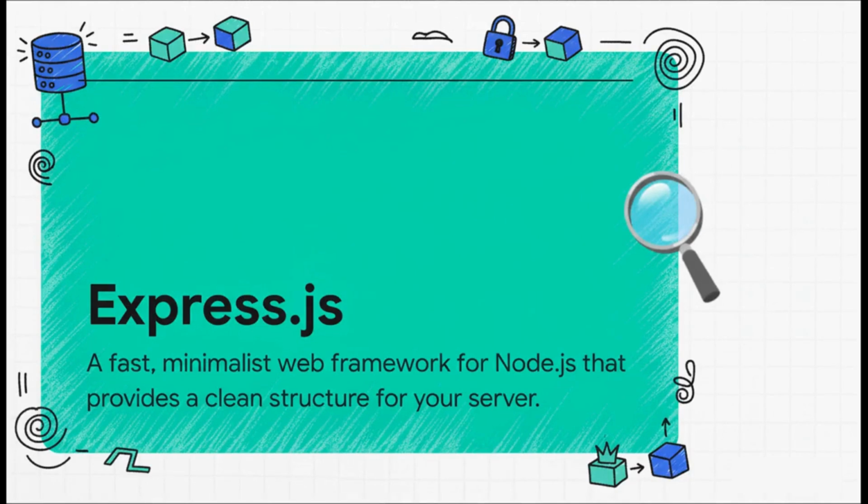And that is exactly why developers turn to frameworks like Express.js. Express provides a clean, simple structure for your server. It's kind of like having an architectural blueprint that takes care of all the boring plumbing and wiring. This gives you a massive productivity boost, because now you can focus on building the actual fun stuff, the rooms and features of your application.